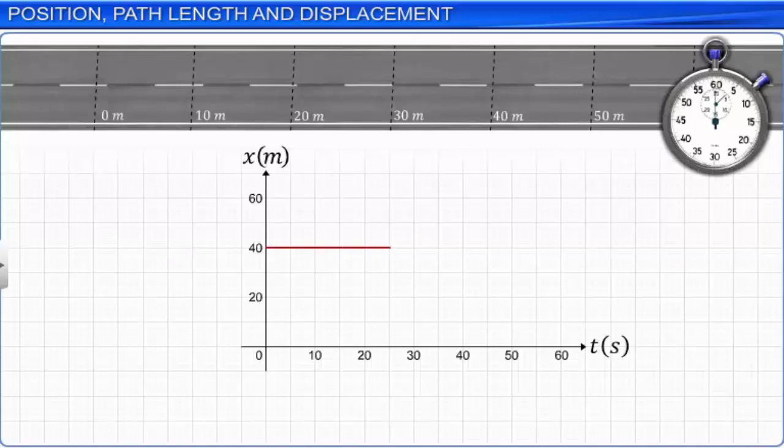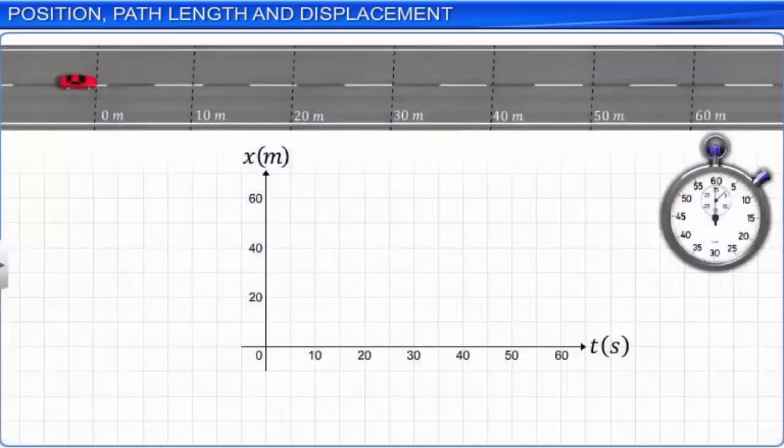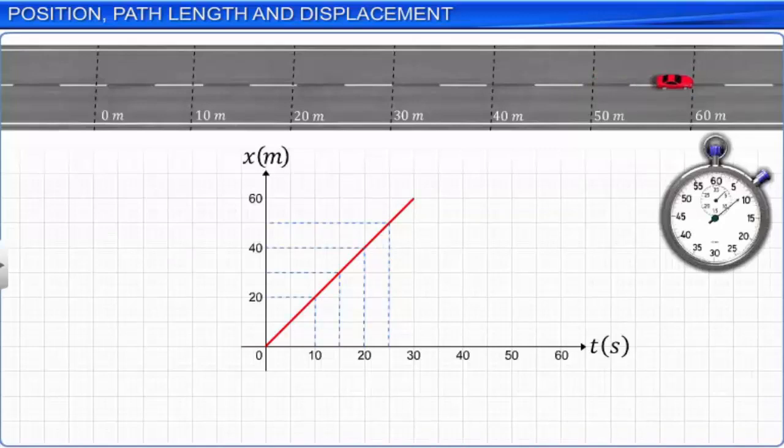Case 2. If the car starts at point 0 and covers equal distances in equal intervals of time along a straight line, the graph will be an inclined line. When a body covers equal distances in equal intervals of time along a straight line, it is said to be in uniform motion.